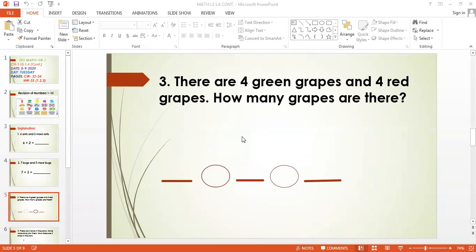Now here, question number 3. There are 4 green grapes. So what do you have here? There are 4 green grapes and 4 red grapes. You have grapes here which are green in color and red in color. So how many grapes are there? Now you have to find the answer. How many are there? So how do you do it?